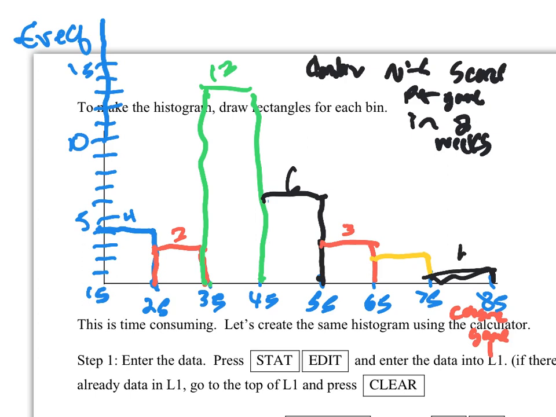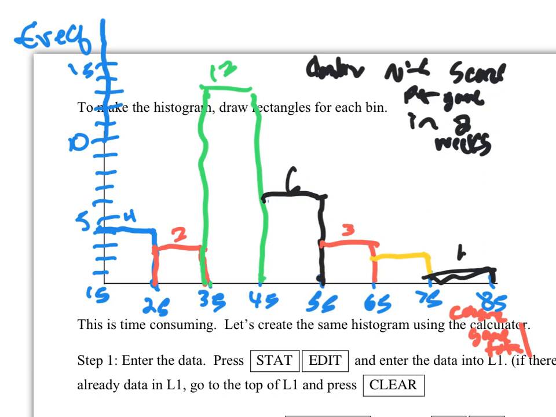I know I get lazy, and I sometimes don't label my axes. I don't put my titles because it's only for me. But if you're going to communicate statistics to other people, like a teacher who's going to grade your work, you'll want to get everything so you don't lose any points. Are there any questions on what I had just done?